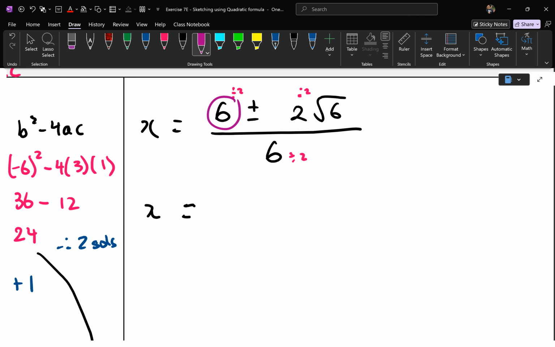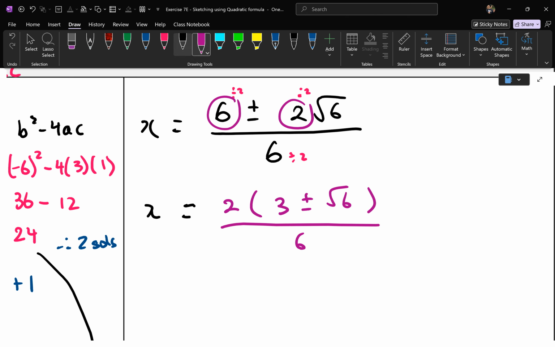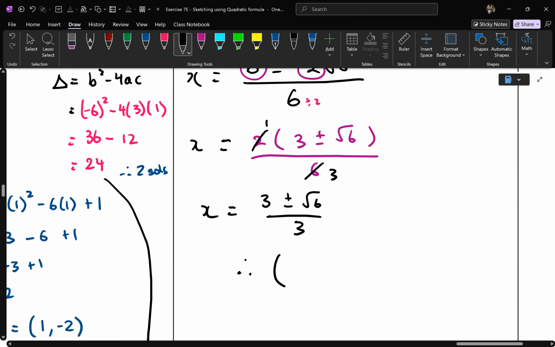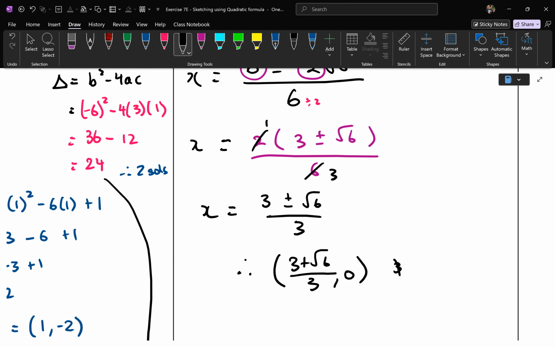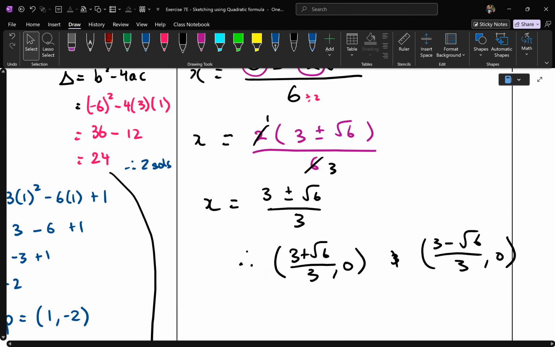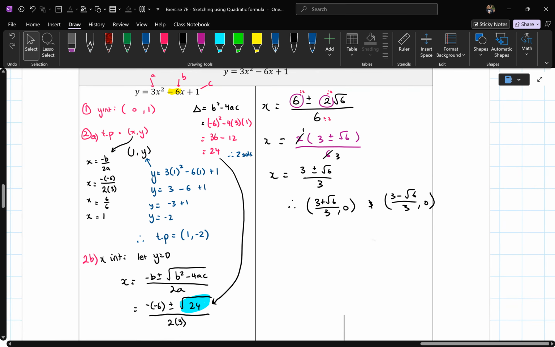So another way is you can find what's common about these two factors. Take out the 2 and you've got 3 plus minus root 6. And that's how you can cancel those 2 out. Okay, so 1 over 3. So that gives you x is equal to 3 plus or minus root 6 on 3, which is the same thing as dividing every term by 2. So what does that tell me? That means my x-intercepts are 3 plus root 6 over 3, or you can have the second one, 3 minus root 6 on 3, with a y-coordinate 0. Now you got all of them.